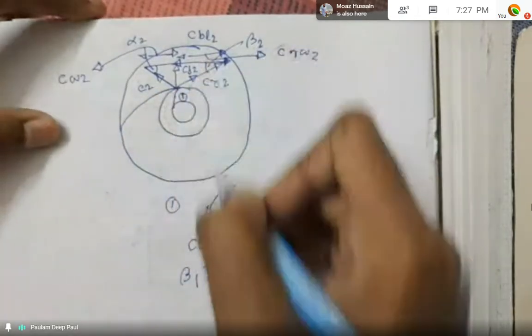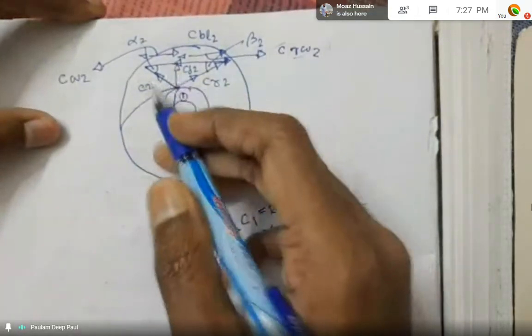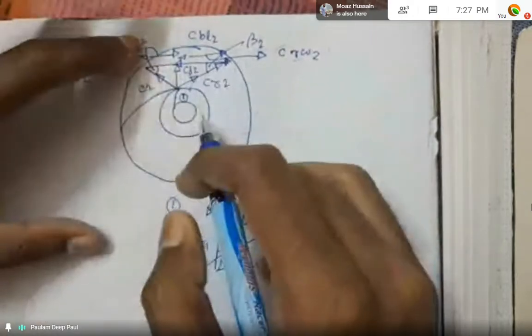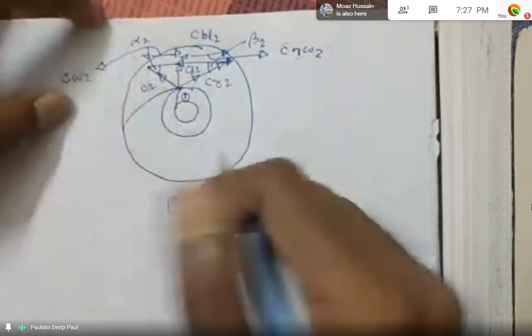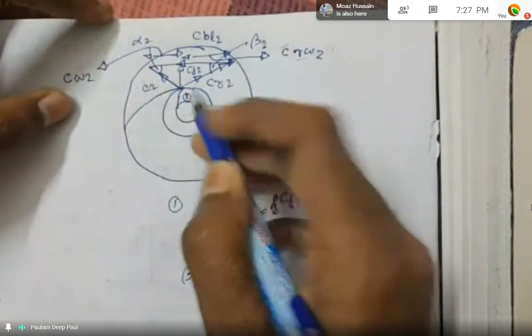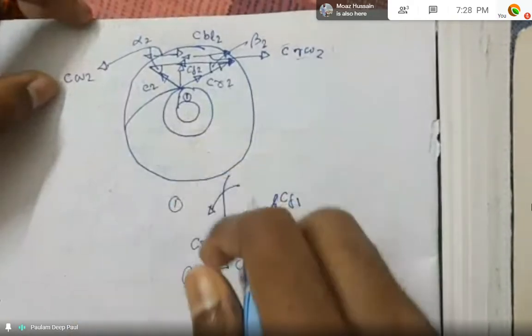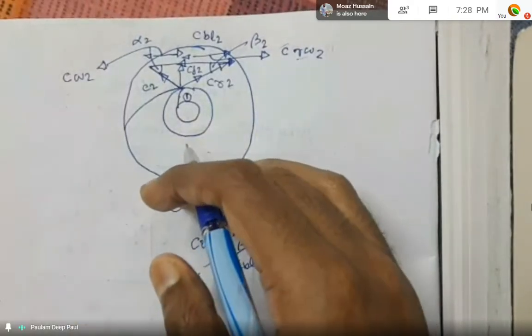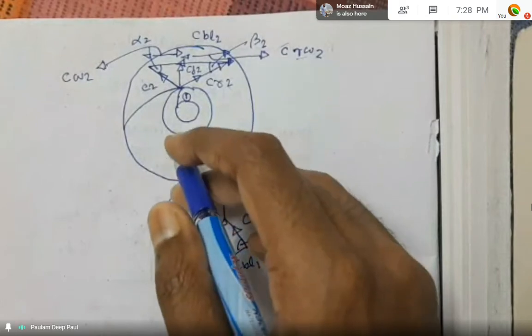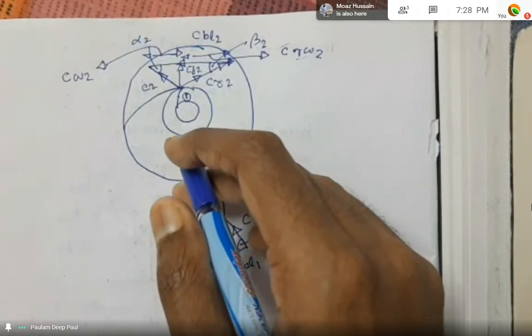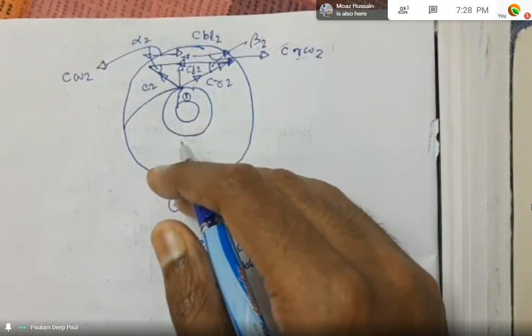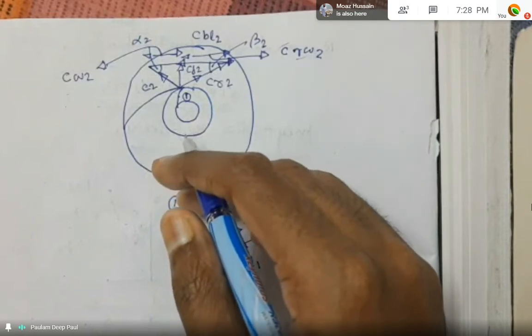Now, we have done the inlet and the outlet triangle. If you draw a bigger circle and everything, you can just accommodate both of them here. But since the area is too small, I just drew it separately. Now, how does a centrifugal compressor work? Before that, we need to know the parts of a centrifugal compressor.